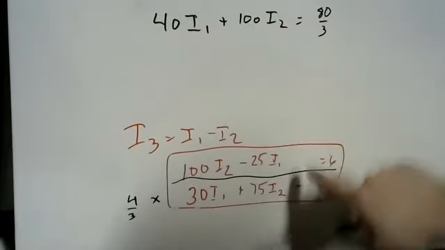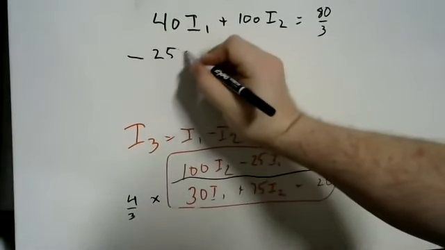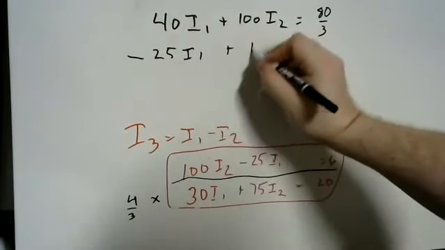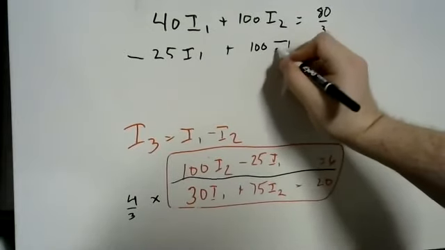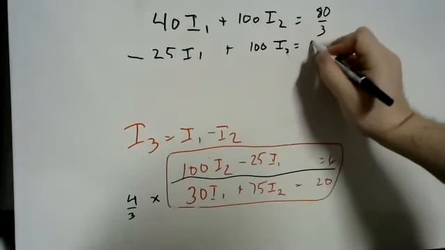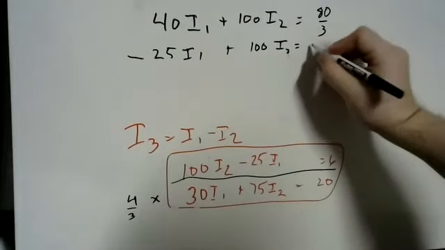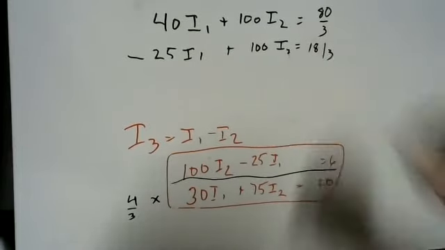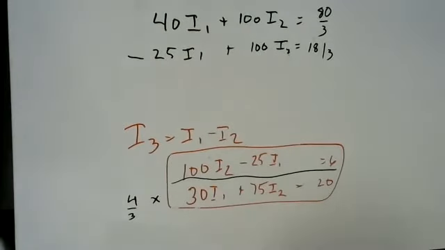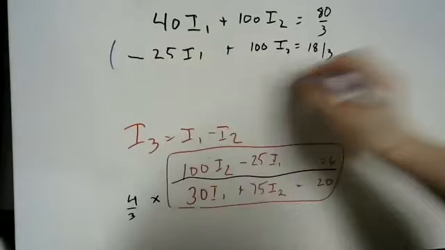Now we're going to have another equation, which is this one. That's going to be minus 25 I1 plus 100 I2, and that equals 6. And I'm going to put this in common denominator with this, so it's going to be 18 over 3. And the reason I did that was so that I can subtract these two equations. Right? Because what I want to do is get rid of the I2.